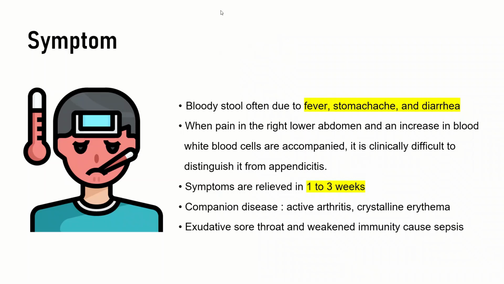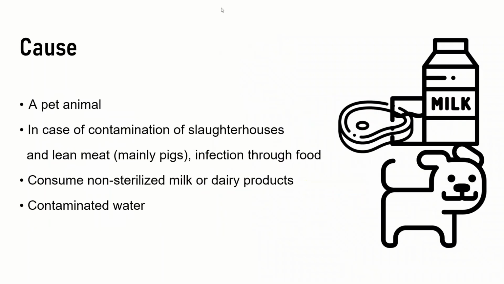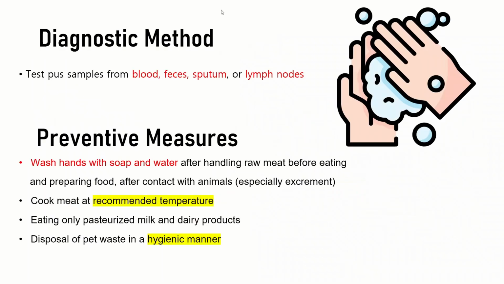If sepsis occurs in those with weakened immunity. The cause is infection from pets or from eating meat, such as from slaughterhouses, and pork is contaminated. It is also infected by consuming non-sterilized milk or dairy products or contaminated water. Infection is diagnosed through tests from blood, feces, phlegm, or lymph nodes.